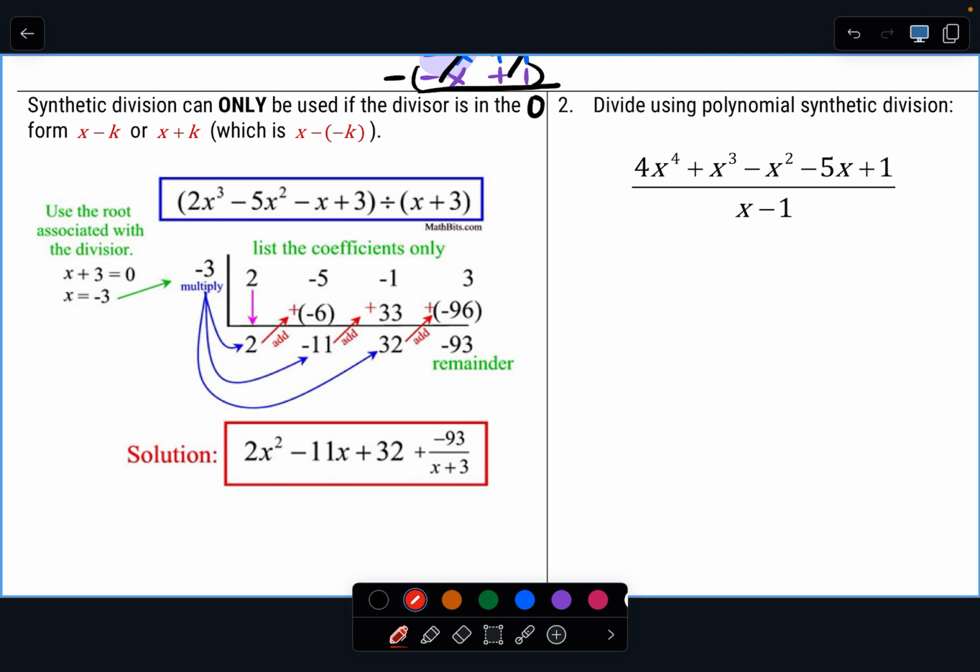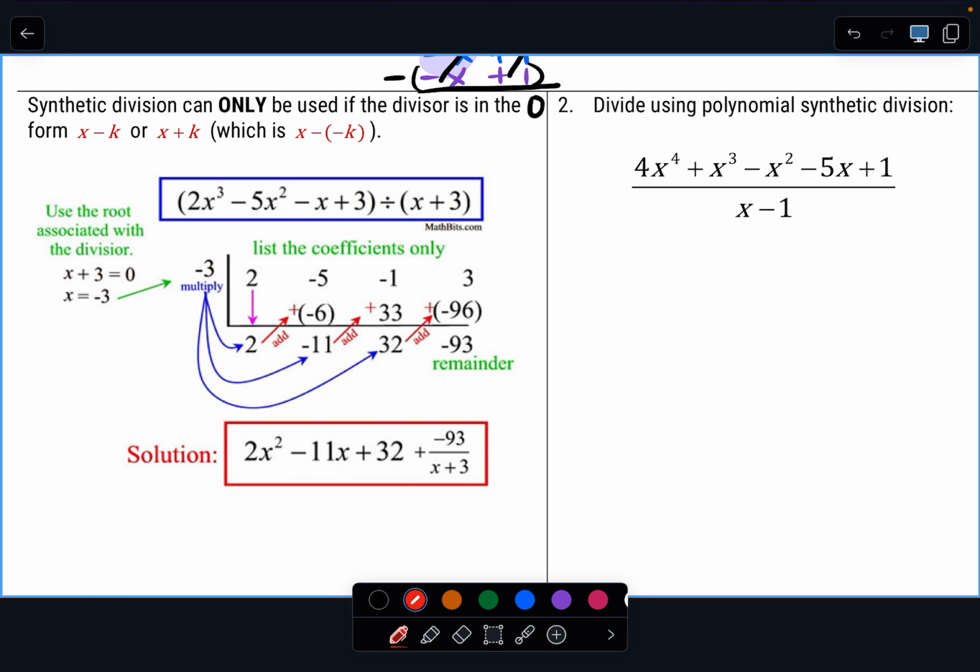So think kind of like what we did with Gaussian elimination. Gaussian elimination was just another form of solving a system. Instead of doing substitution and elimination where you had the x's and y's in the problem, it took the x's and y's out and you dealt only with the numbers. That is kind of what synthetic division is for polynomials.